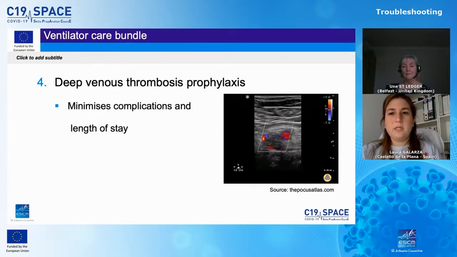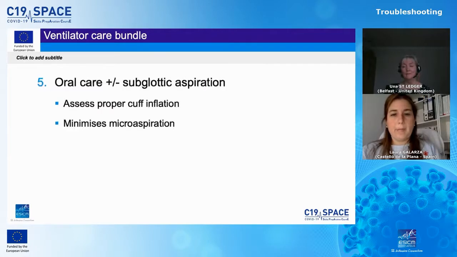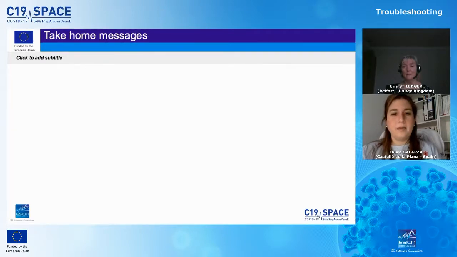Here you can see there's a thrombosis in the femoral vein. The last one is the oral care with subglottic aspiration if it's possible. This intervention will minimize the risk of microaspirations, but always remember that before oral care, you should assess the proper cuff inflation.